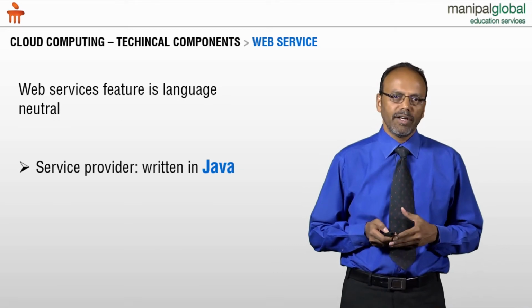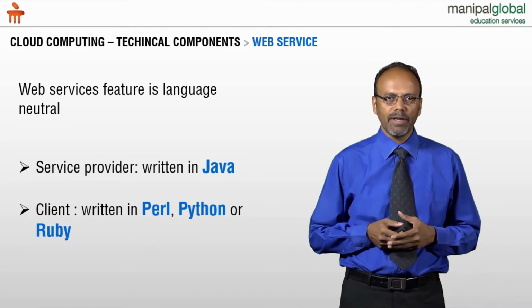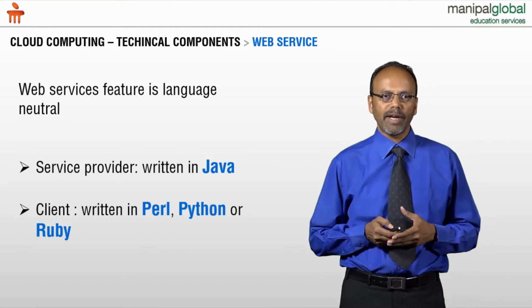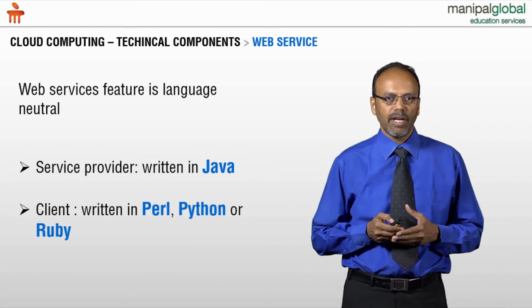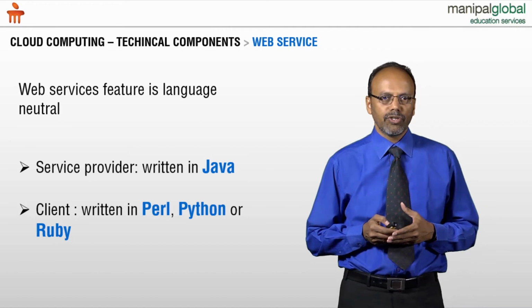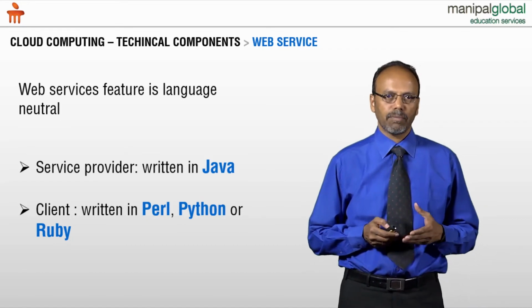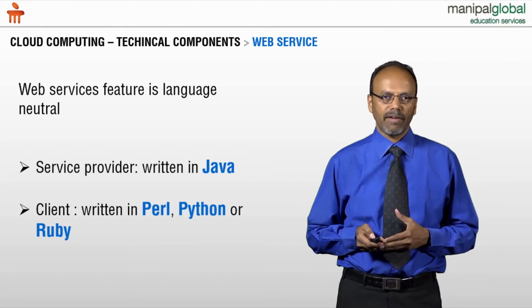Now, web services is basically, as I said, language neutral. This could be written in Java. The client could be written in Perl, Python or Ruby. It could be written in any other programming language. The service providers can use any language of their own choice, and clients can access this information through their own choice of interfaces or applications that they have developed using any particular programming language.